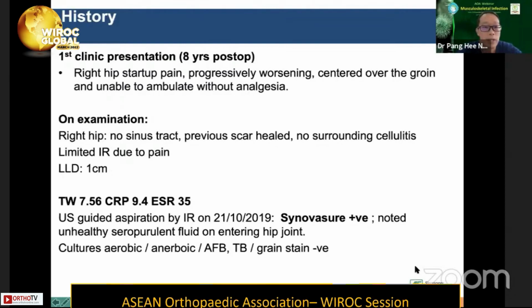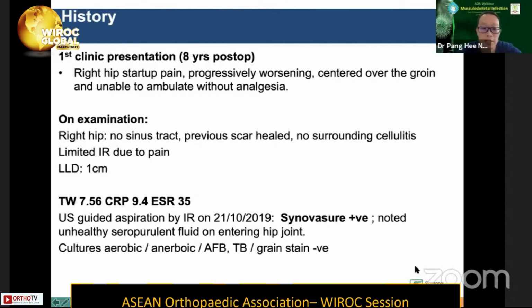On examination, the right hip did not show any sinus tracts. The previous wound was healed, and there was no surrounding cellulitis. However, there was limited internal rotation due to pain, and there was a limb length discrepancy of 1 centimeter to the right. CRP was not elevated. ESR was a little on the high side, at 35.